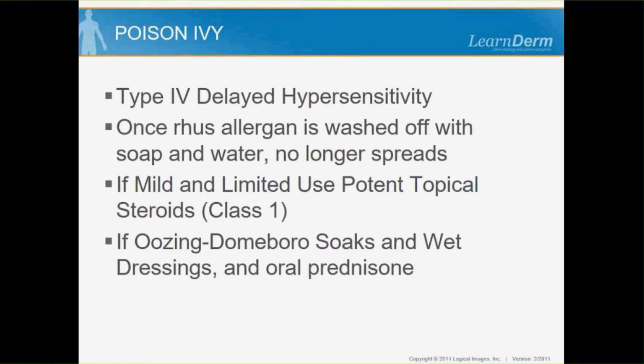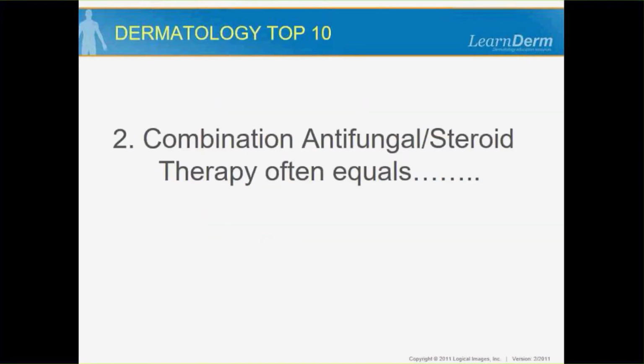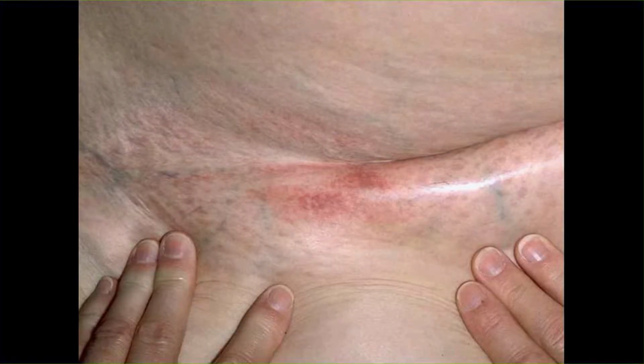So the tip is, if they have widespread poison ivy, pull out your prescription pad and write for prednisone, depending on their weight. Start at 1 milligram per kilogram, and then titrate that over 2 weeks, and don't do it over 6 or 7 days. So the next in the dermatology top 10 is some teaching on antifungal and steroid combined therapy. So let's take a look at some pictures.